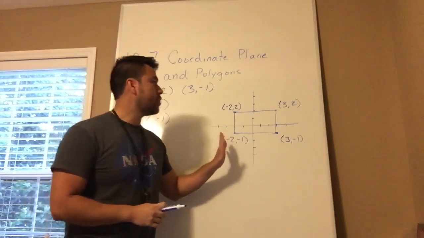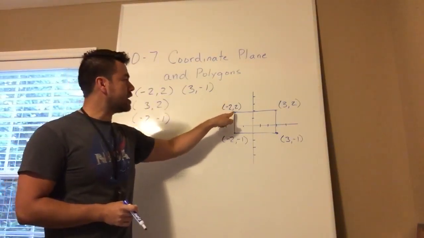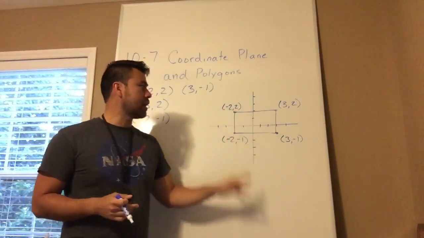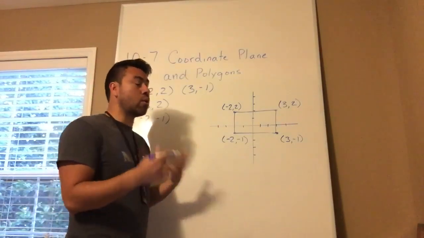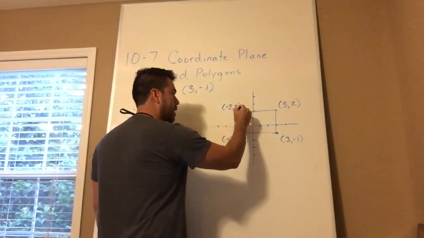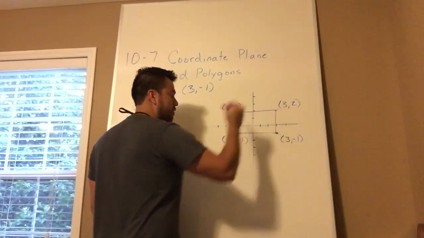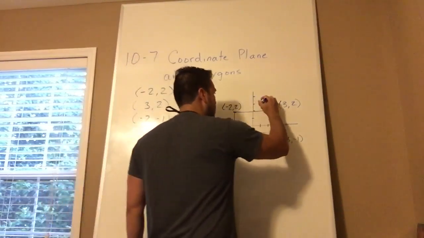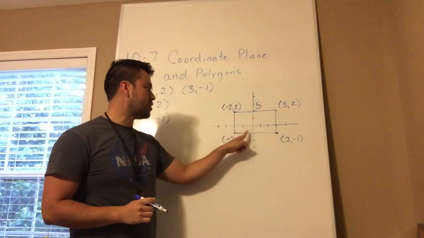But here, let's find the distance between, or let's find the length, which is the distance between this point and that point, or these 2 points. Okay, so we'll look up top. And a lot of you, what you're going to want to do is just skip count, right? 1, 2, 3, 4, 5. So this length is 5, and I'll put that up there, 5 units long. Therefore, this must be 5 units long.